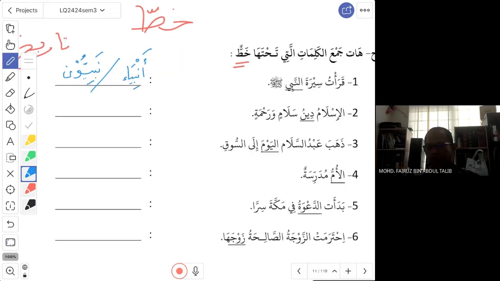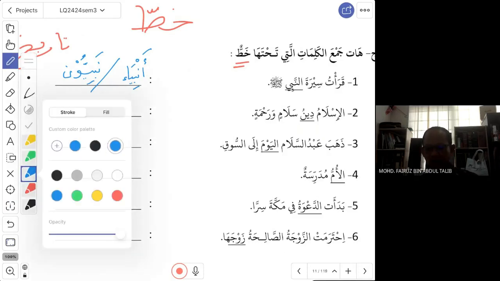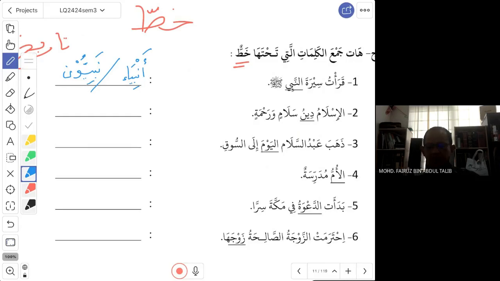Al-Islamu dinu salamin wa rahmah. Islam is the deen of peace and mercy. Deen is the mufrad, religion. What is the jama' for the word deen? It starts with the letter alif. No one? Dal. Adyan. Okay, remember this word: adyan, al-adyan, the jama' for the word deen, religion.